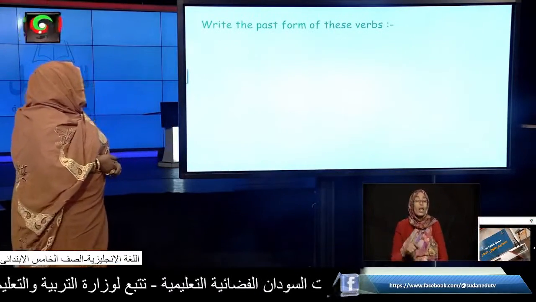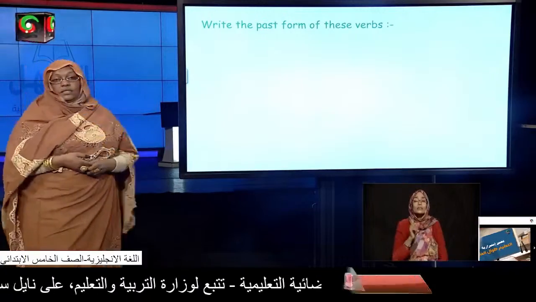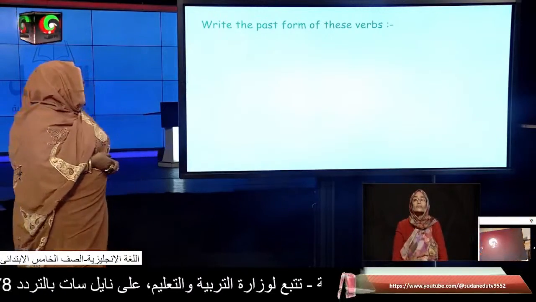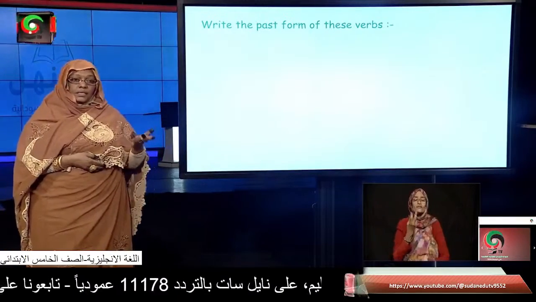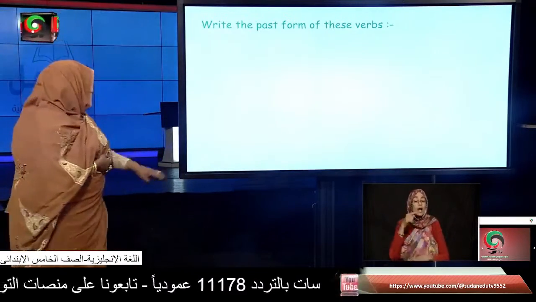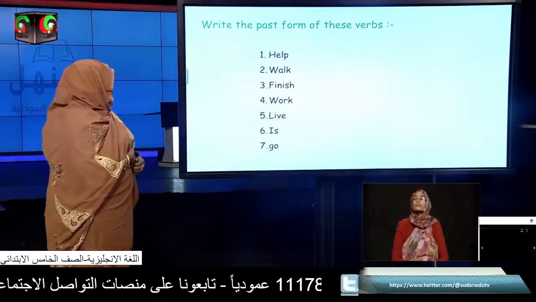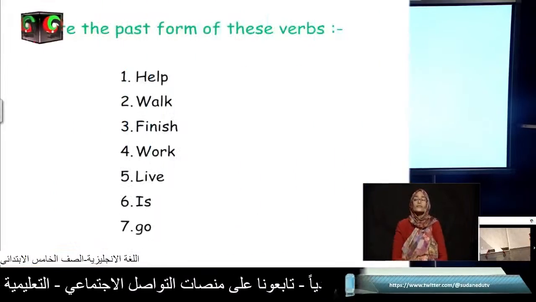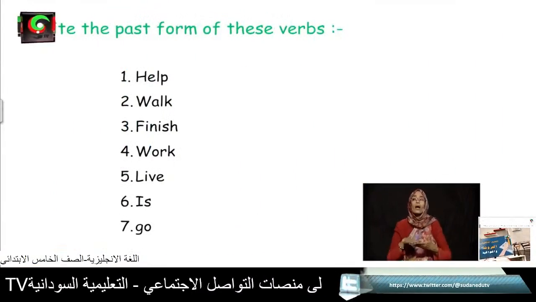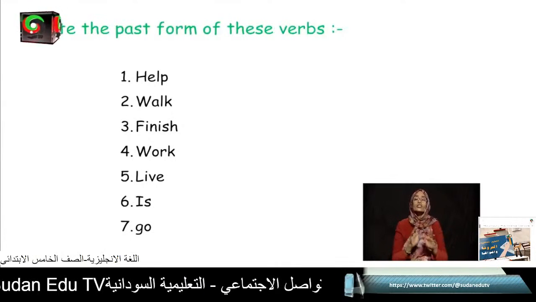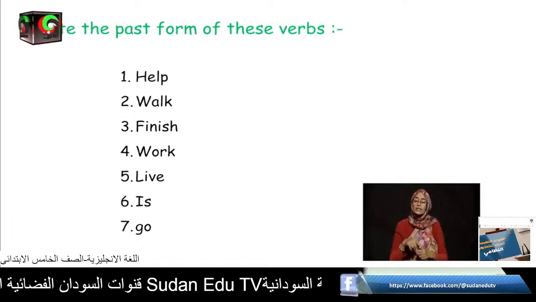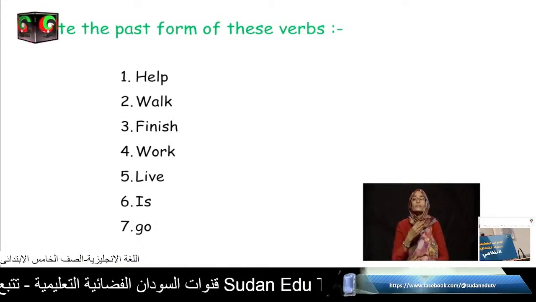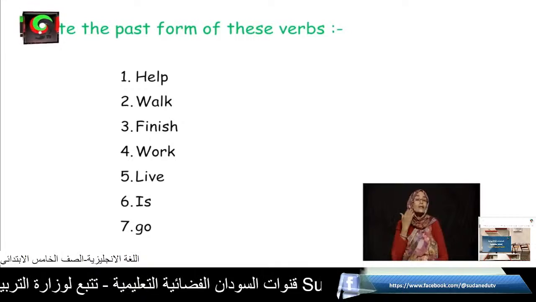Now, let's see this activity. Write the past form of these verbs. Let's see what these verbs are. We have 7 verbs: help, walk, finish, work, live, is, go. Let's see what the past forms of these verbs are.